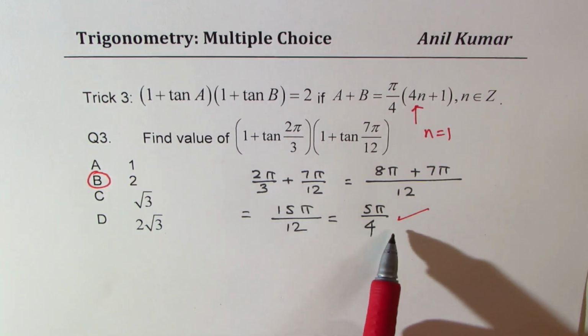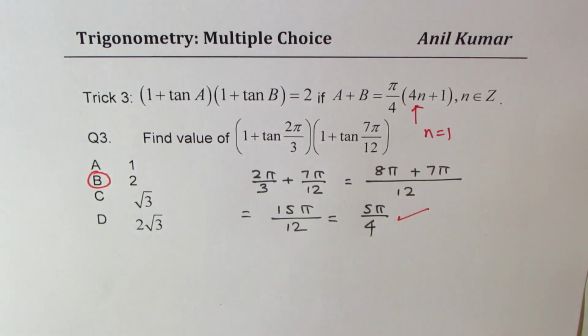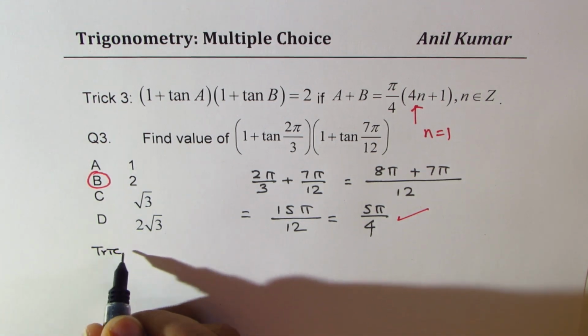So you have to verify this before you get to the result, right? So it should be a positive value. Is it okay? I mean, either in quadrant 1 or in quadrant 3, correct? So I hope that kind of helps you. Let me also remind you of our trick 1. Do you remember trick 1?